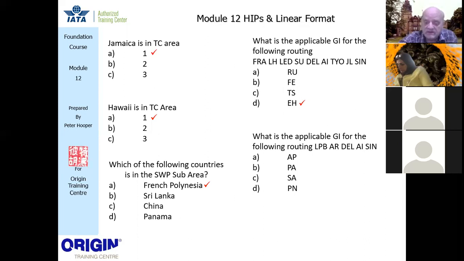All right, let's have a look at this one. LPB. Where's LPB? Bolivia, TC1. TC1. Delhi, Singapore. 1, 3. Right. 1, 3 means Pacific. The first one we'll try is PN.